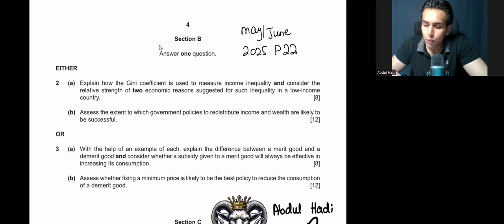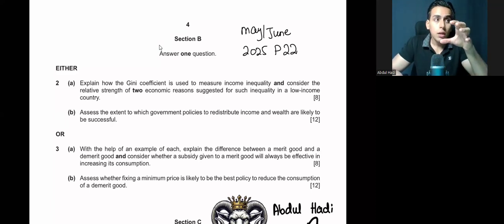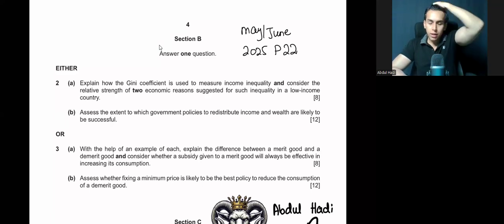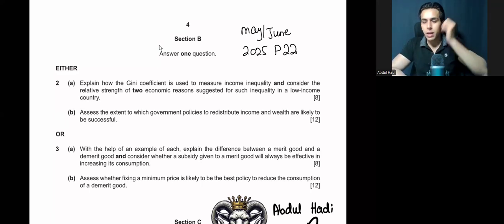You need to understand what will be the knowledge part, what will be the analysis part, and what will be the evaluation part. Now, see, there's a criteria that the examiner follows to check your answer. It is AO1, that is knowledge and understanding, AO2, that is analysis, and AO3, that is evaluation and conclusion.